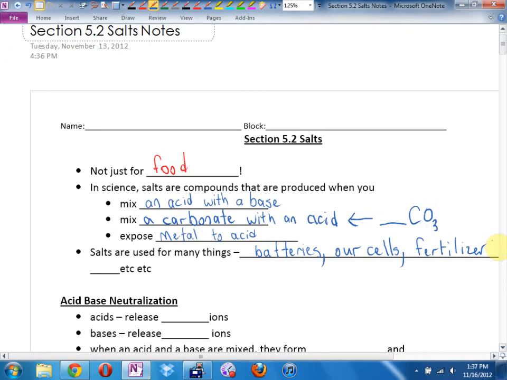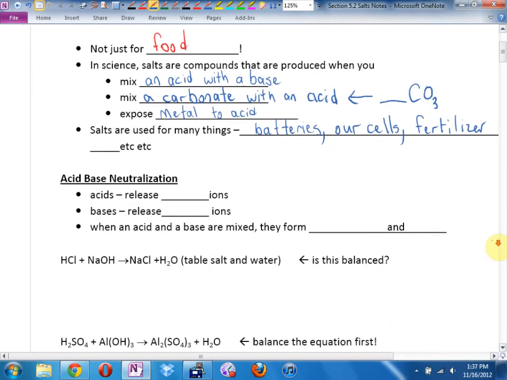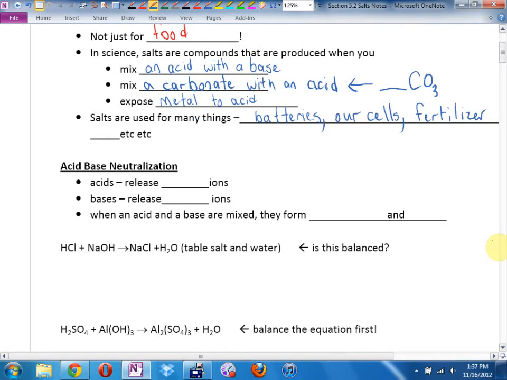Okay. What's the first way that you can create a salt? Mixing an acid with a base. We have a fancy name for that. We call it an acid-base neutralization. Why is it a neutralization? Because acids and bases are opposites of each other. We said on our pH scale, bases are more than 7, acids are less than 7, and they tend to neutralize each other. Hayden, you with me? Yep. You sure now? Okay. So, quick review.